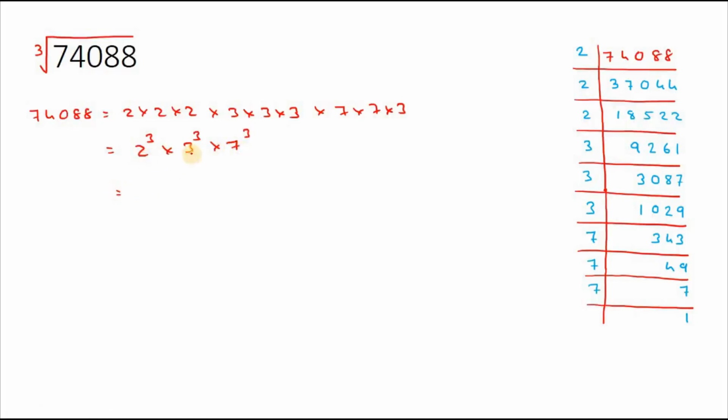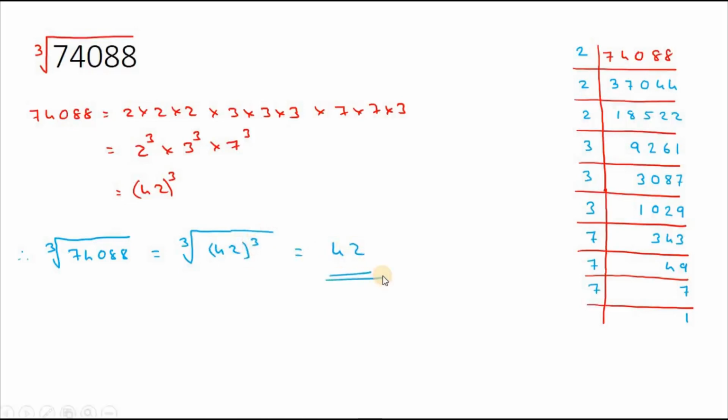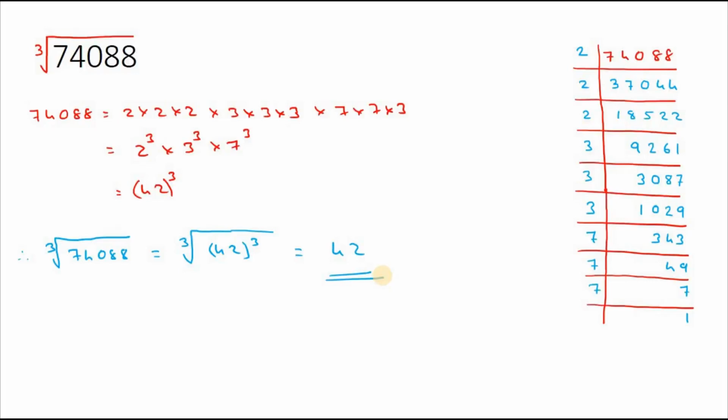Okay, so that is 2 3s are 6, 6 7s are 42 cube. So 74088 is 42 cube. So then I'll write, therefore the cube root of 74088 is nothing but the cube root of 42 cube. The root will go out. The answer is 42. Simple, friends, right? Okay, so this is what we did.